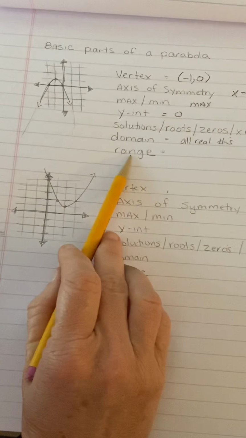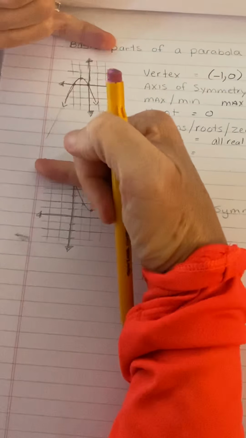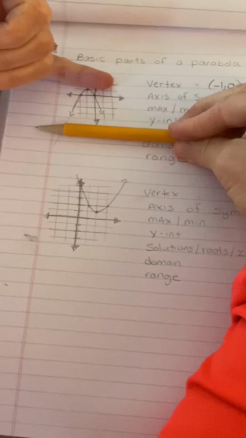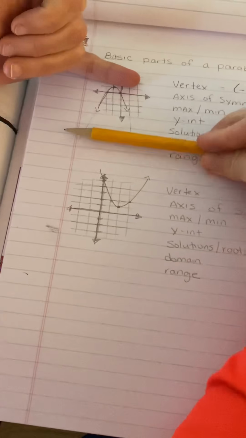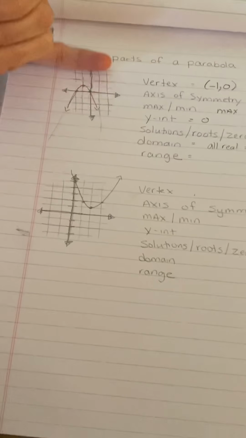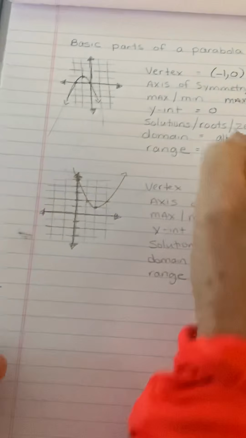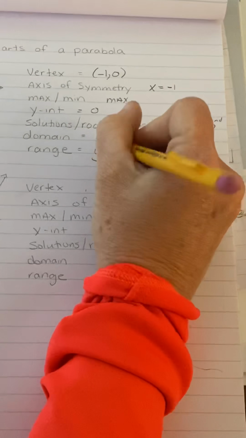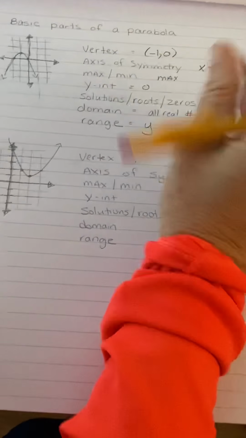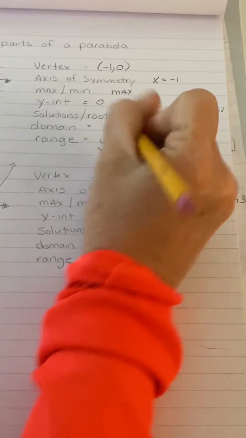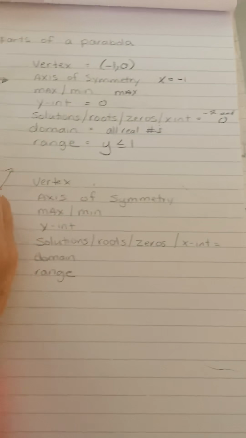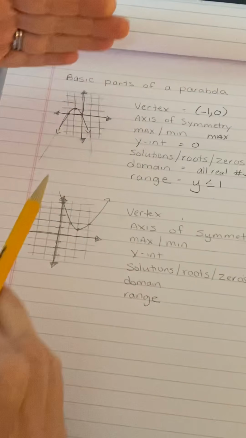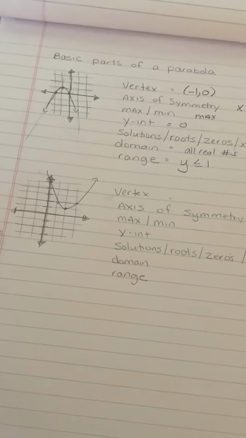For the range, it's y. If you had to shut your fingers this way and box it in, well, you can't box it in this way because the arrows keep going, but you can box it in up here. So for the range, it's always y. Y is less than or equal to 1, because here's your 1 on the y-axis, and this picture is beneath it. So it's less than, and it touches the 1, so equal to 1.